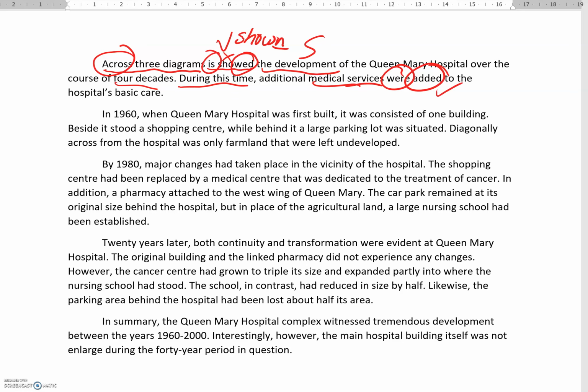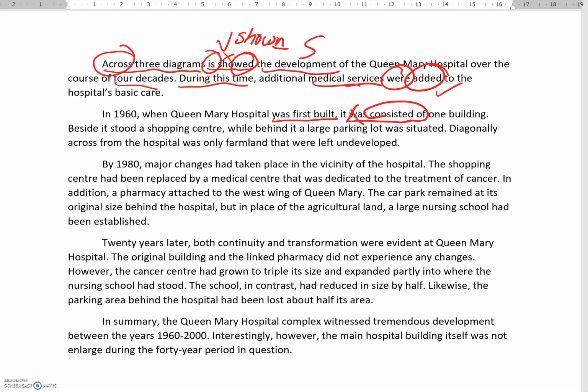Okay. Next paragraph. In 1960, when Queen Mary Hospital was first built, yeah, that looks okay. In the past, it was consisted of 1 building. So be careful here. There's certain verbs that we don't use in the passive. Okay, and consisted of is one of them. So don't put the verb to be there. Just say it consisted of.